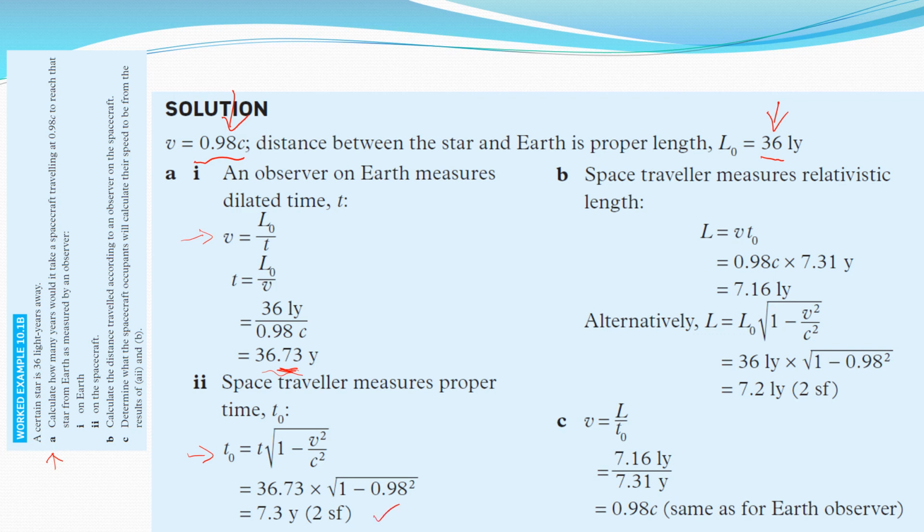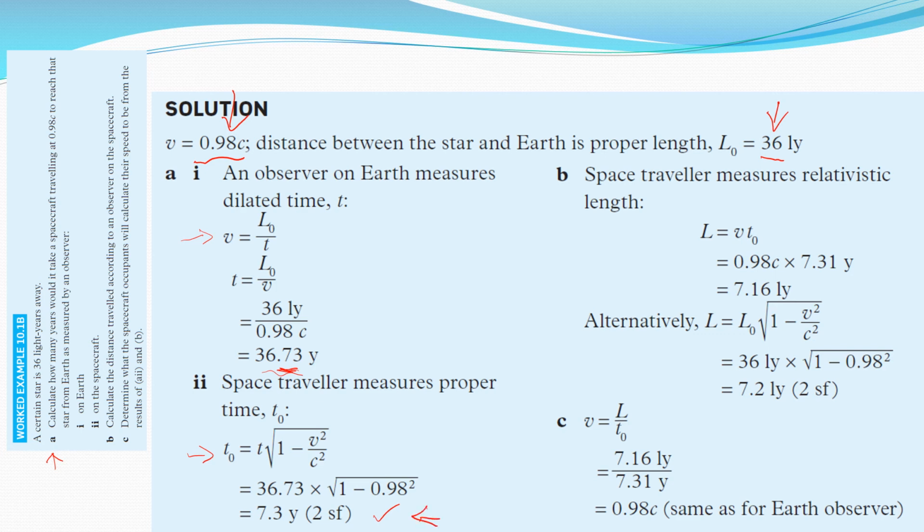So here on Earth, in our frame of reference, the trip's going to take 36.73 years, but on the spaceship, because you've got time dilation and your time is contracted because you're travelling fast, the trip to you appears to take 7 years. That's what that calculation told us just there.